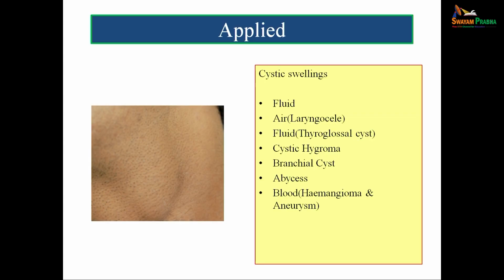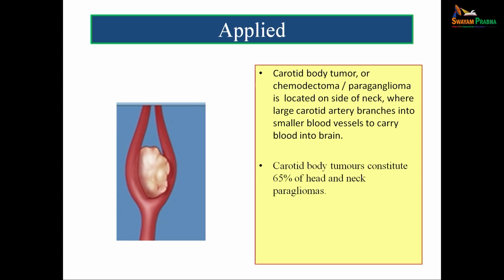There are swellings associated with the anterior triangle, and if a swelling is there, one should make out first of all whether it is a cystic swelling or a solid swelling. Now, a cystic swelling, as you see in this figure, may be due to fluid, or it may be due to air, as in the case of laryngocele. The fluid swellings may be due to cystic hygroma, thyroglossal cyst, or a branchial cyst. Abscesses may be there. There may be blood in the swelling, as in the case of hemangioma or an aneurysm. So, I have described the cystic swellings in this slide vis-a-vis the anterior triangle of the neck.